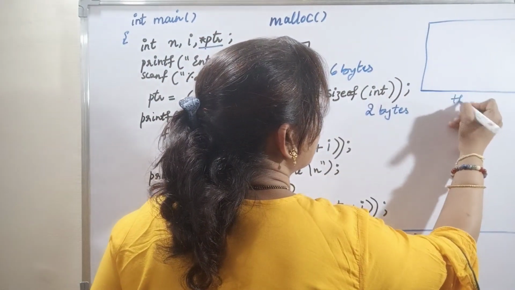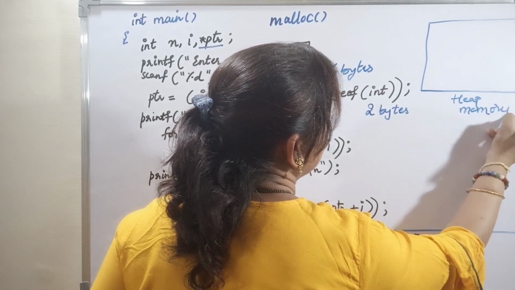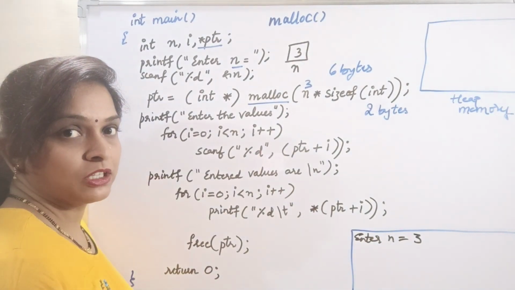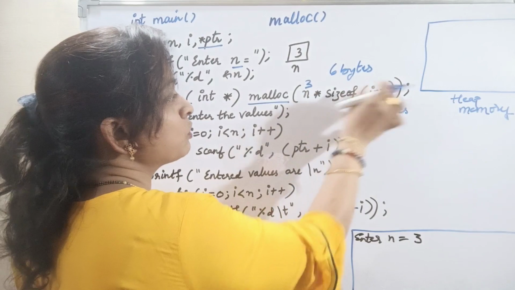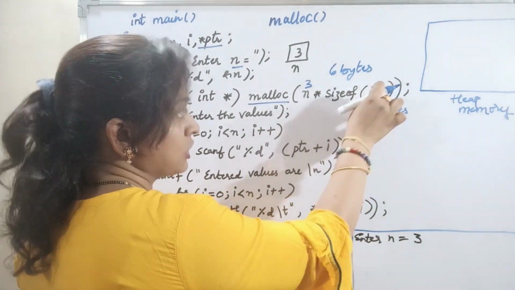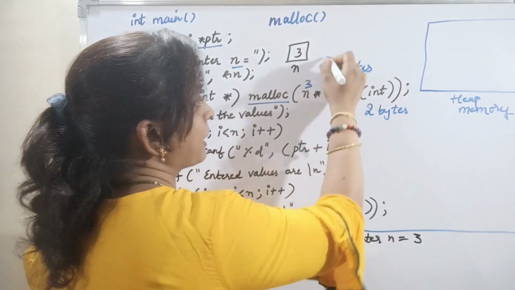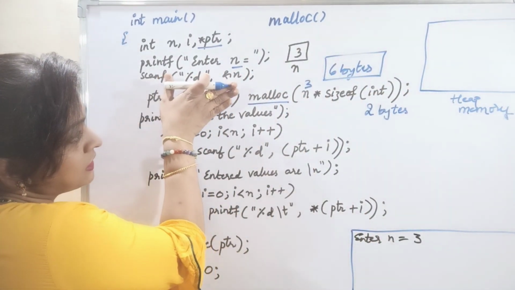So from the heap memory, I need to dynamically allocate how much memory? 6 bytes of memory. So here I am just saying the malloc function has to allocate n into size of the data type int. So size of int is 2. So it is 3 into 2, 6 bytes of memory I need to allocate. So what, just forget this.